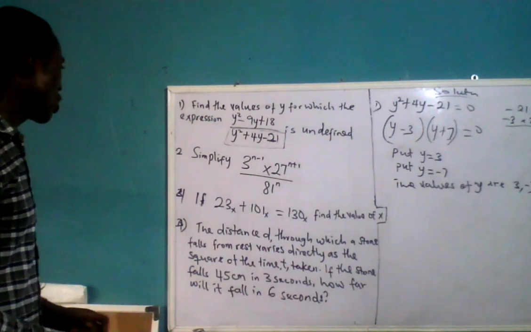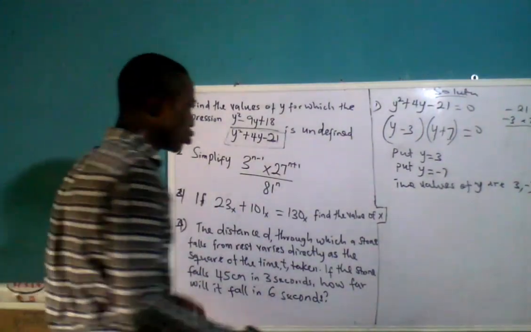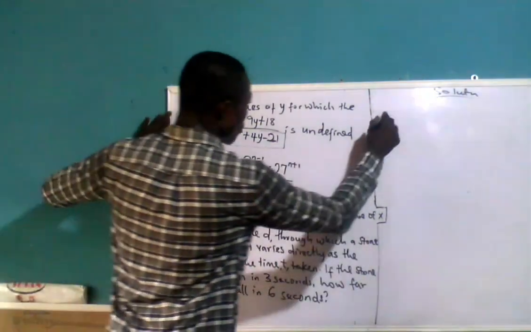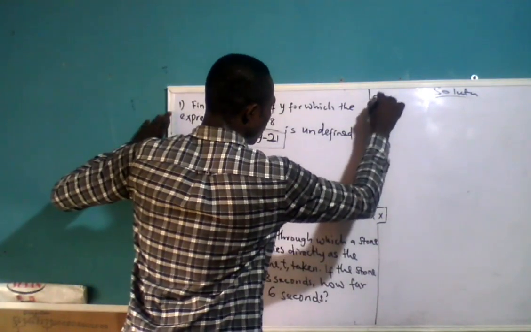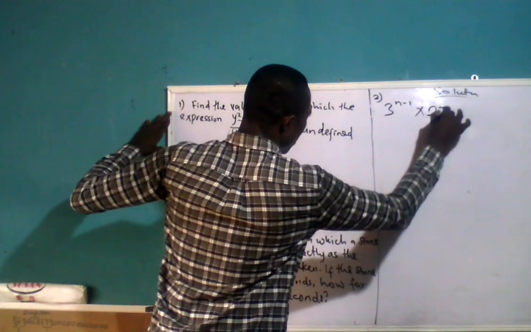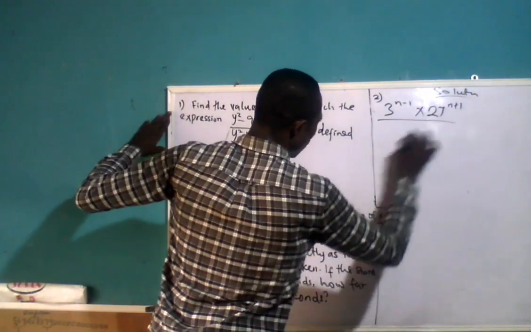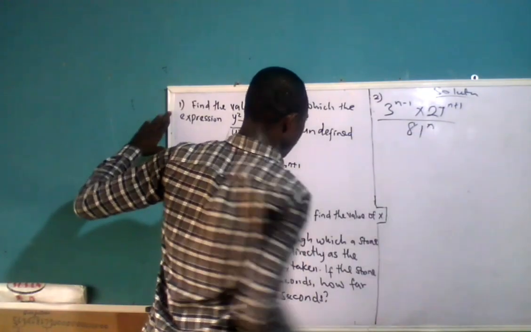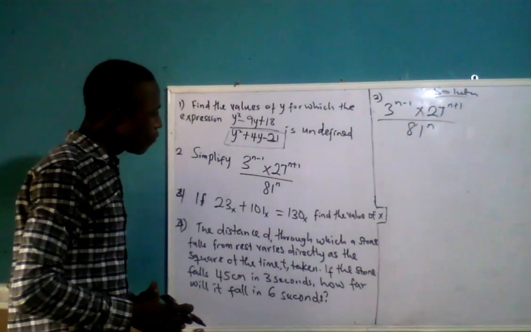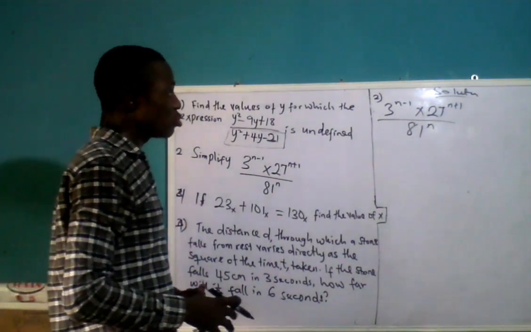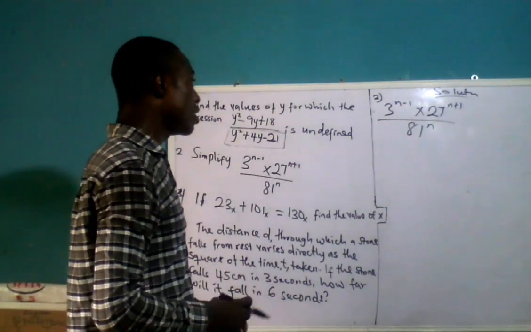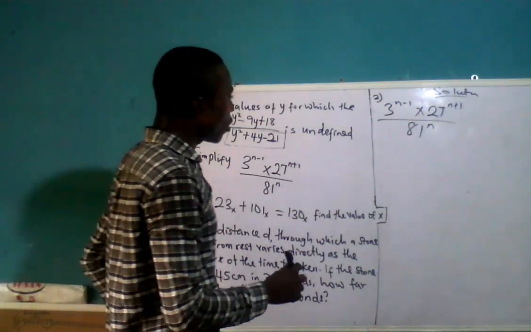Now let's go to question number 2. So in question number 2, we have to simplify 3 raised to power n minus 1 multiplied by 27 raised to power n plus 1, all over 81 raised to power n. This is a question coined out from the laws of indices. So you got to get used to your laws of indices very well so that you make use of them when necessary.